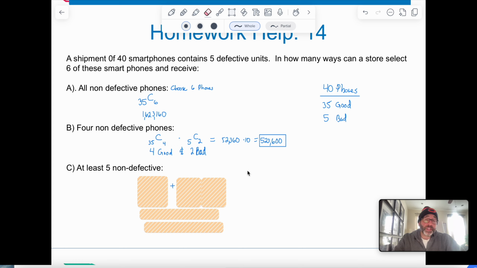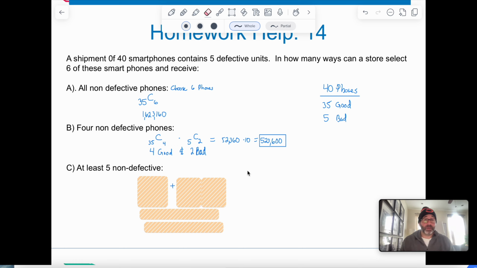Now we've got a scenario where we say at least 5 non-defective. So this is one where instead of multiplying, because it's not just going to be one scenario where there's going to be 5 that are not defective, because it says at least 5 non-defective, we've got multiple scenarios now. And because of that, when we have multiple scenarios, we don't multiply them, we actually add them together. So when I say at least 5 non-defective, we're saying first there could be 5 that are not defective. That's one scenario. The other option is when we say that there are 6 that are not defective.